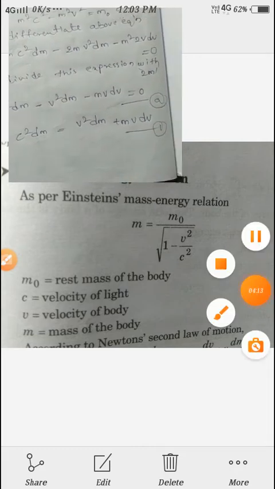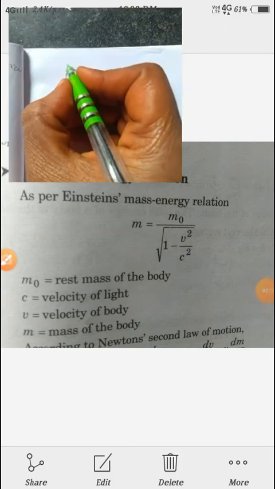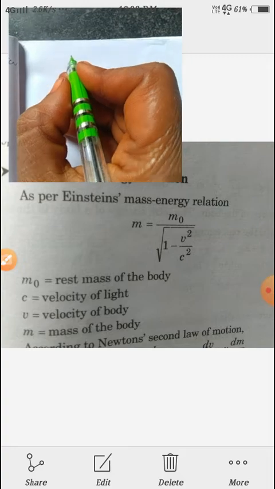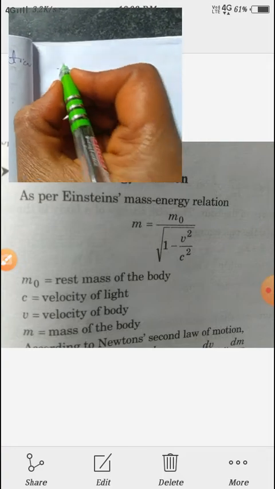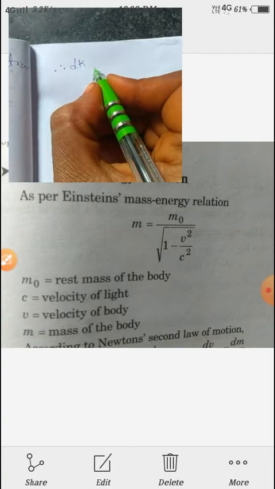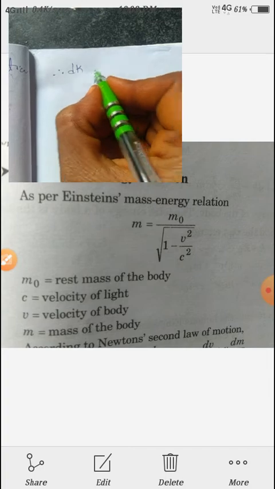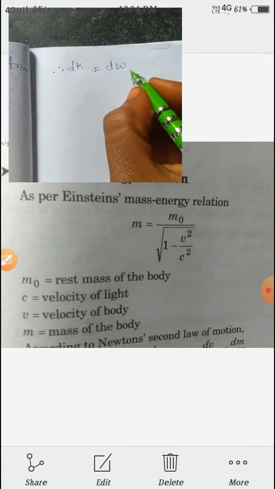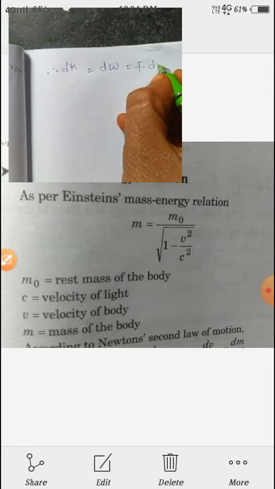Considered as equation 1. A small increase in kinetic energy is equal to the work done in increasing the speed from v to v plus dv. So the small increase in kinetic energy, symbolically dk, is equal to the work done in increasing the speed, force into ds.